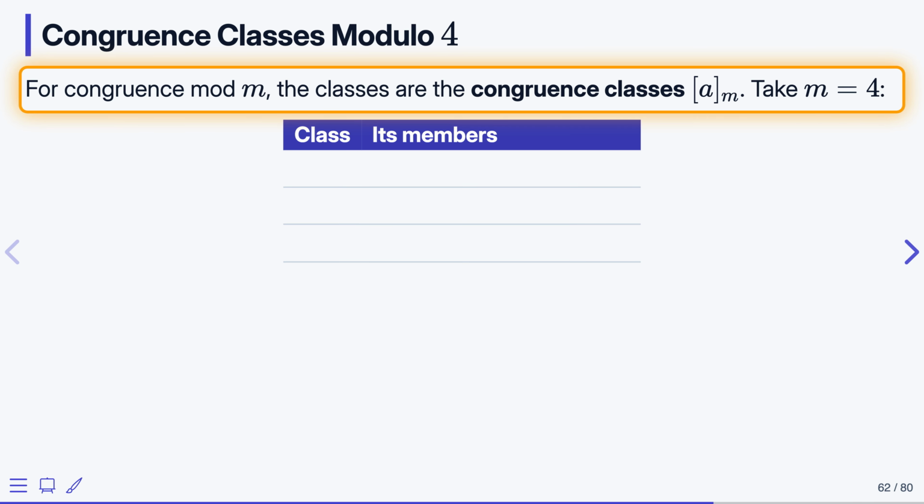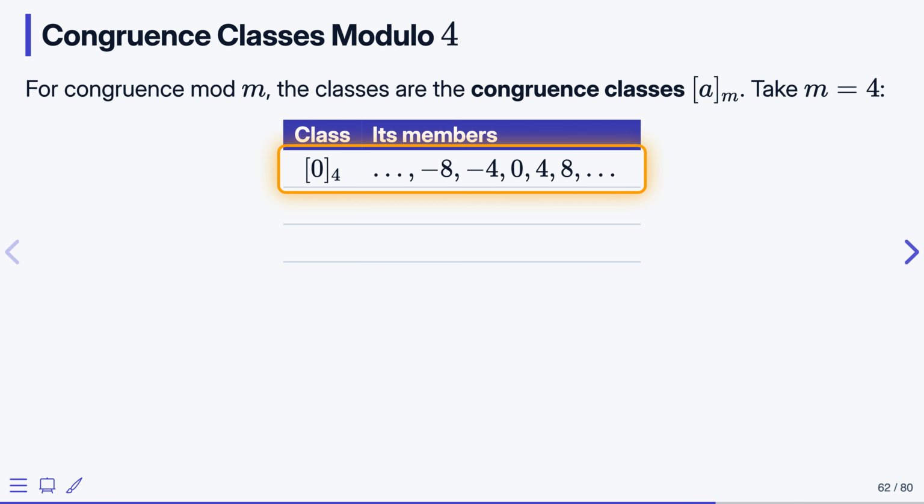Let's see the classes for Congruence Mod 4. Each class holds all the numbers that leave the same remainder when you divide by 4. The class of 0 holds -8, -4, 0, 4, 8, and so on. These are the multiples of 4.